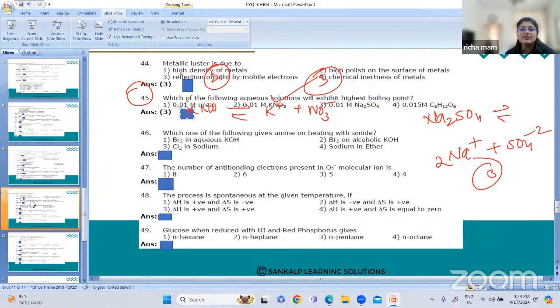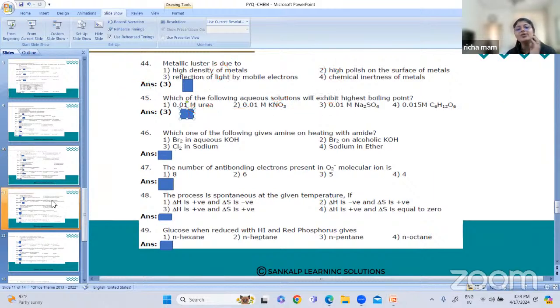Next question. Which of the following gives amine on heating with amide? If you heat amide, you will get amine. Which will give you that reaction? Which one of the following will give you amines on heating with amide? Mehak has answered it as D.